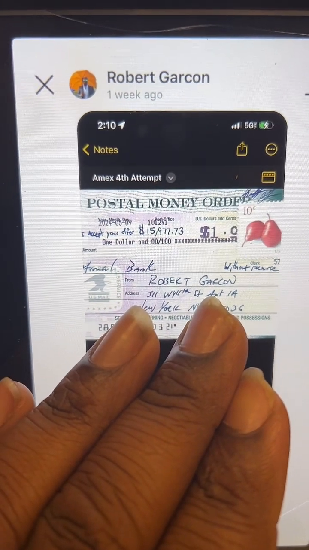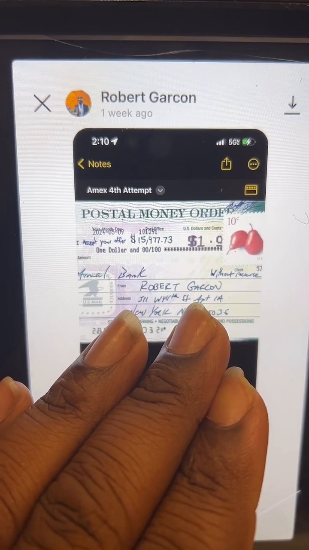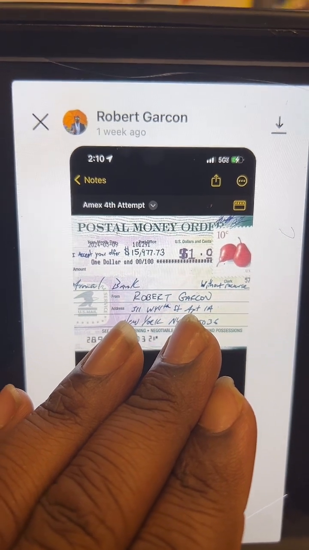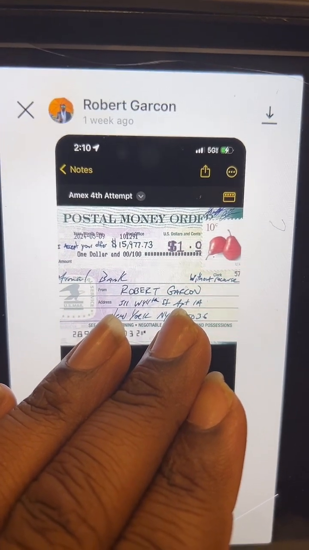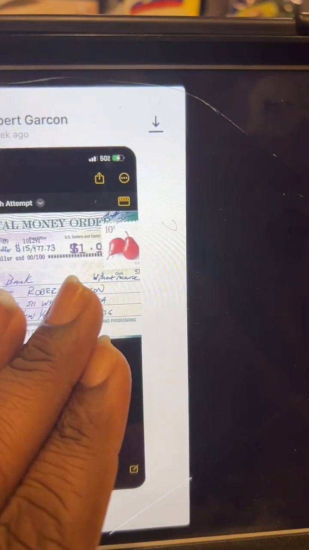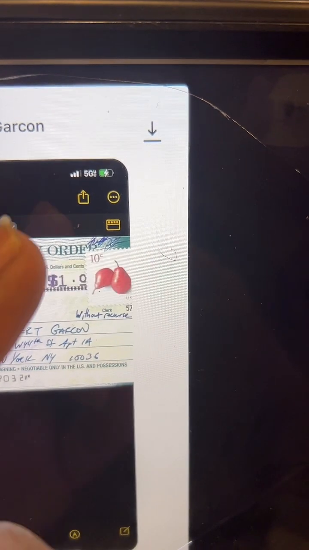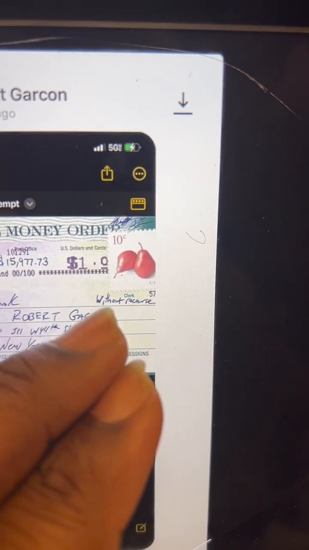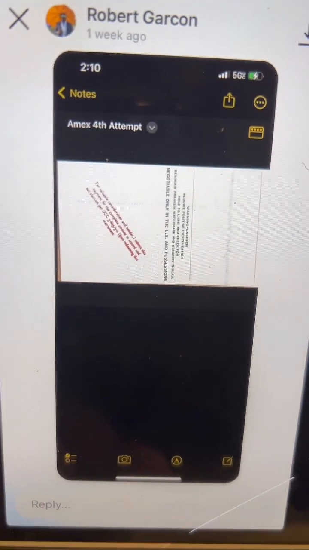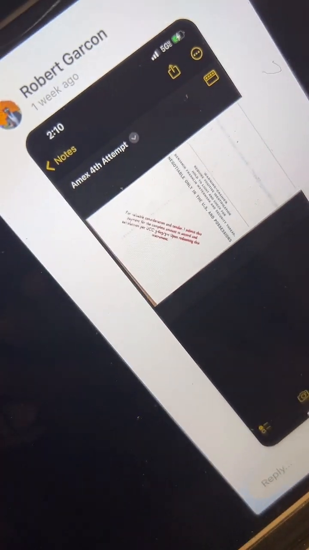Just right there in that little corner of the $1 money order, he put, I accept your offer, and put the amount $15,977.73. Then he put his address. He put his signature just above the 10-cent stamp, and then he put without recourse just below it. On the back of the money order, he put, can y'all see that?